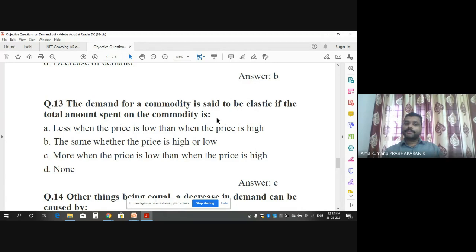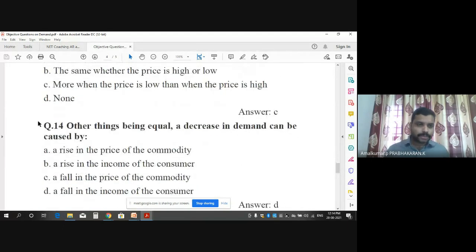That is the situation. So C is the answer. The demand for a commodity is said to be elastic if the total amount spent on the commodity is more when the price is low than when the price is high.